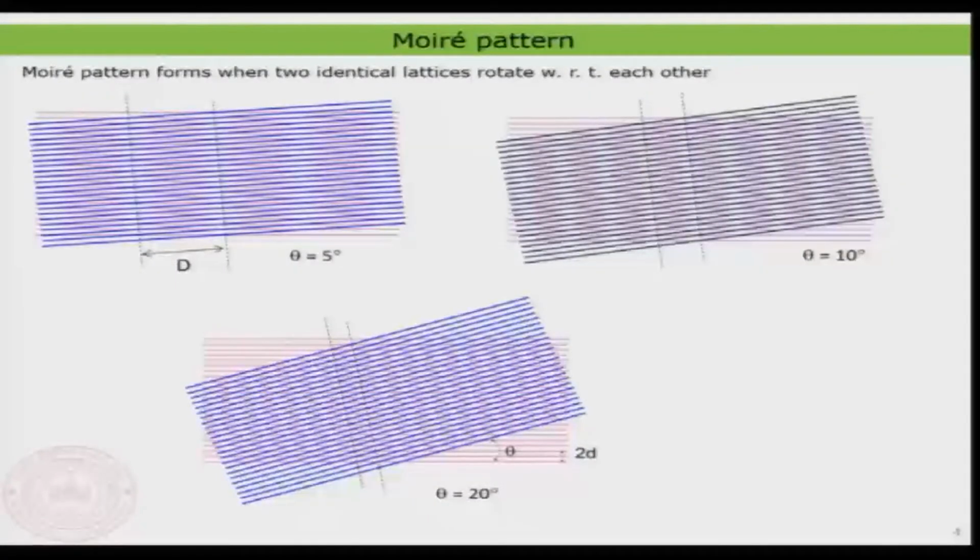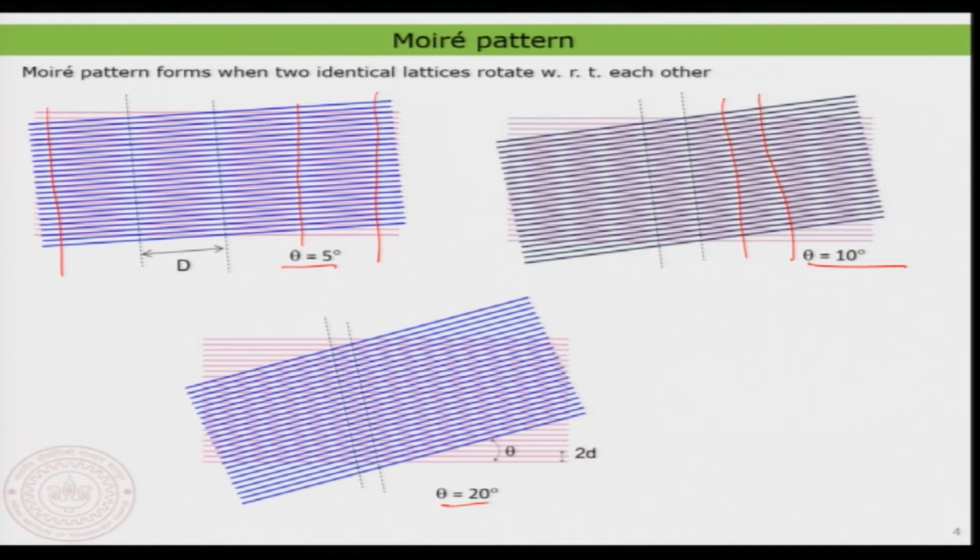These are snapshots of the same animation you have seen previously, where I took snapshots of the rotation of the two lattices at different angles of rotation. You see clearly that if the angle of rotation is very small, the superperiodicity is large: the two dashed lines represent a super lattice that forms between the two different lattices, and the spacing between the super lattices is much larger. If you now increase the angle, you can see the super lattice is getting smaller and smaller.